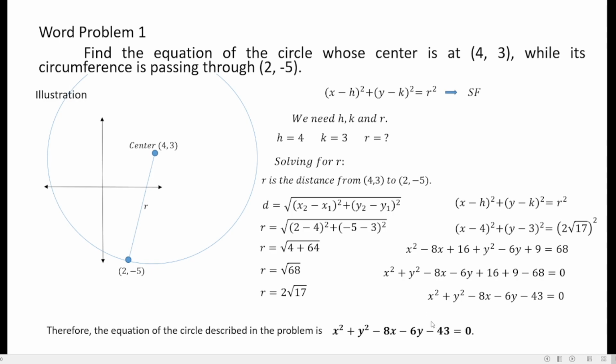Guys, you may check this equation. How do you check if your answer is correct? Just check this one in your Desmos app or in your GeoGebra, whatever app you are using. So graph this equation, and then try also to consider the center and this point to see if it matches. Try to see in the figure if this is really the center of the circle and if this point is really passing through the circumference of this circle. So that's for word problem number 1. Let's proceed to word problem number 2.